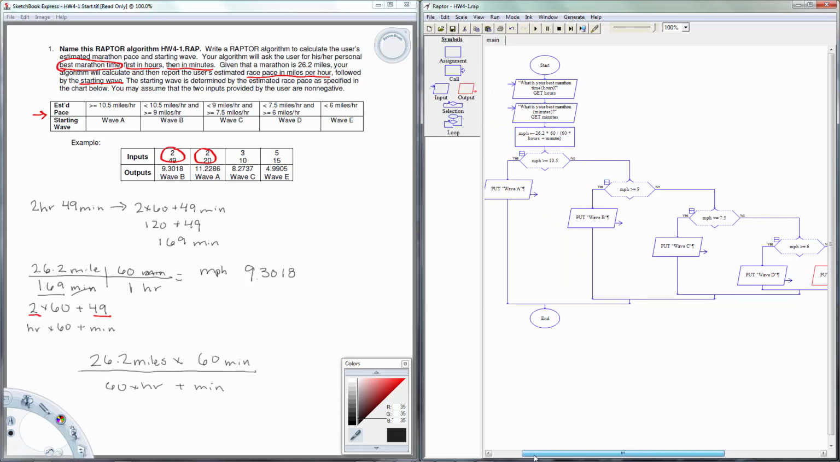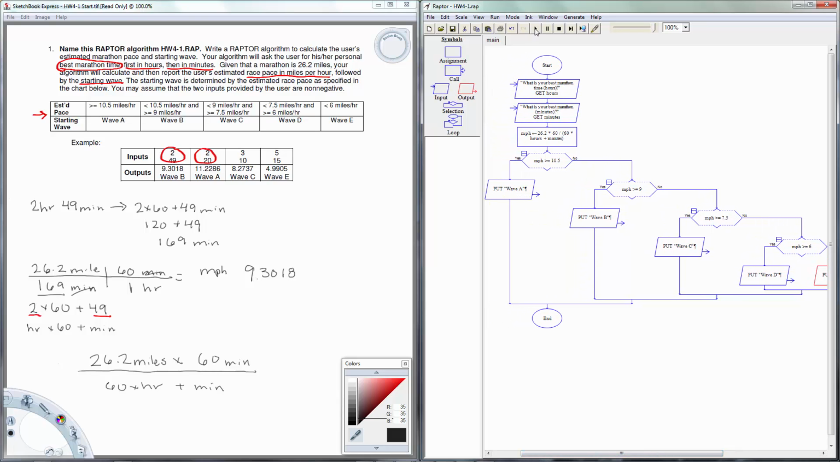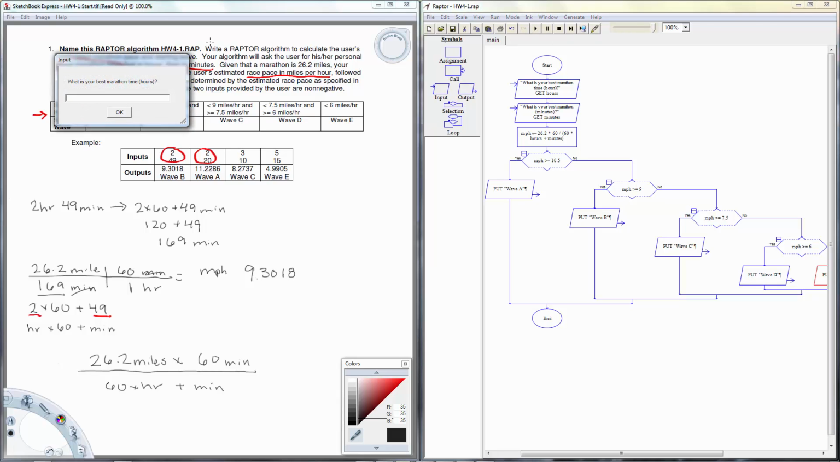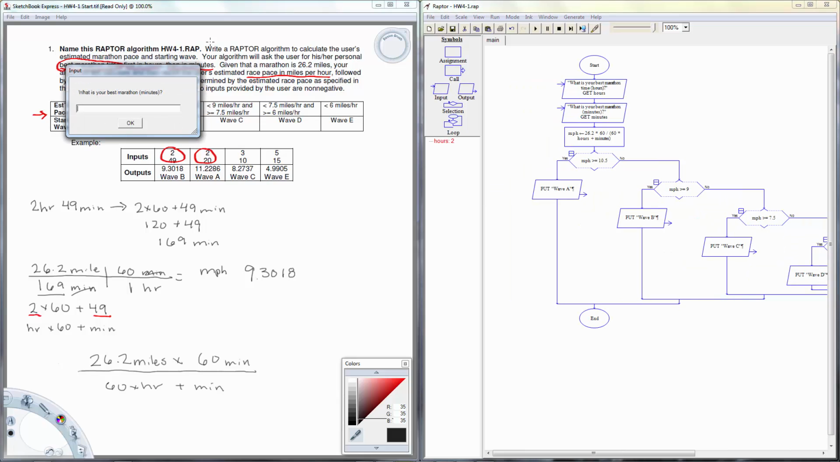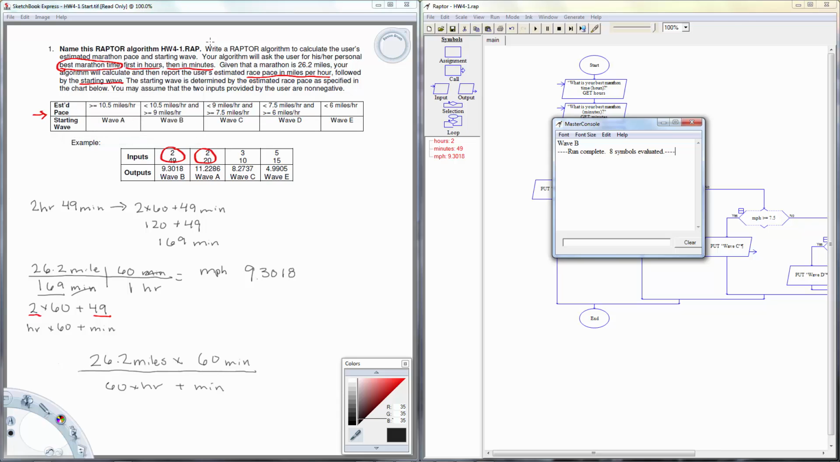So having implemented the algorithm in Raptor, we can test it using some of the inputs that are provided. So let's try the very first input. We'll say 2 hours, 49 minutes, and we're going to expect miles per hour 9.3018 and wave B. When I look at this, I see that all I get is wave B, and I'm missing the miles per hour, although the miles per hour was calculated correctly.